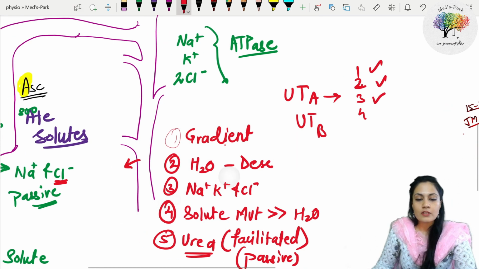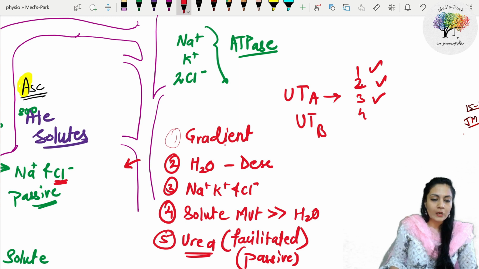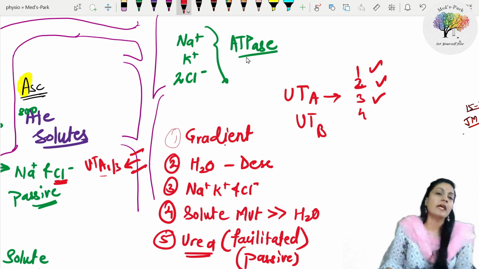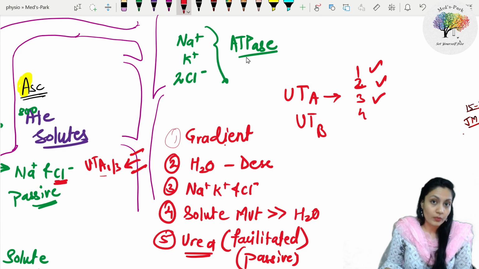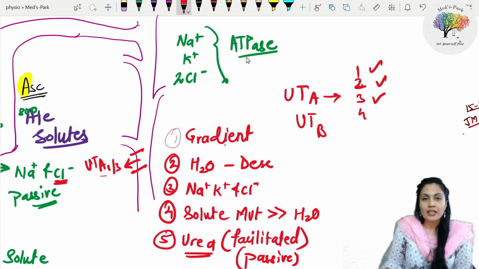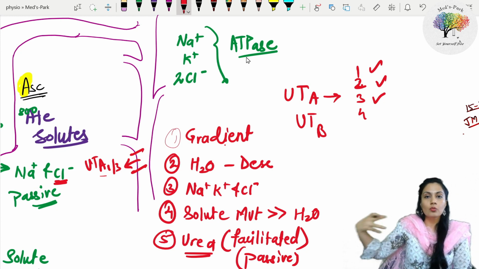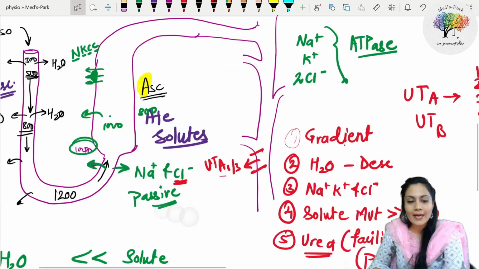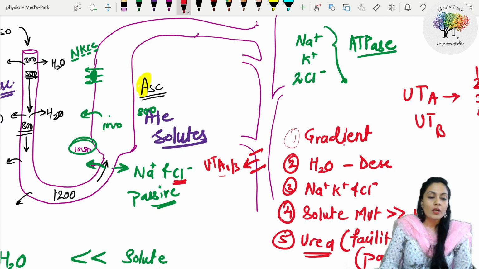Okay, now this UTA1 and UTA3, UTA1 and 3, I'm writing like this. So UTA1 and 3, they are present in the collecting duct. Okay, medullary collecting duct for that matter. Now this medullary collecting duct, what is it going to do? It is going to throw the urea out. Understand why it is going to throw the urea out.